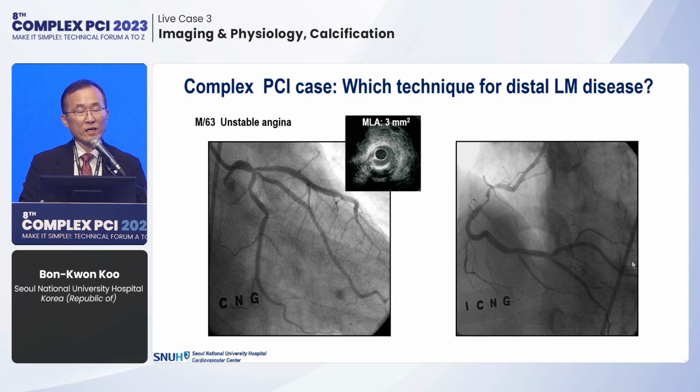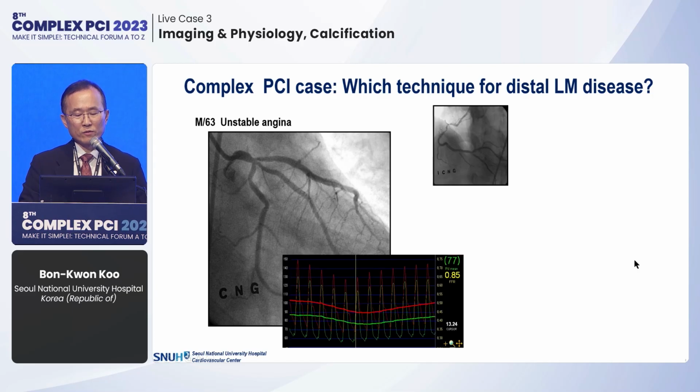MLA by IVUS was 3.0 square millimeters. The practical question in this case may be that the right coronary artery may not be a tough lesion, but how can we treat the distal left main lesion, and which technique will be the best? But before you move on, when you measure FFR, you'll find that it's 0.85, like the previous case for the circumflex ostial lesion.